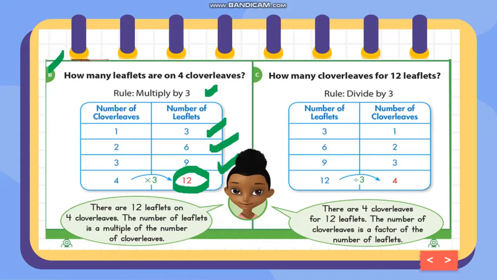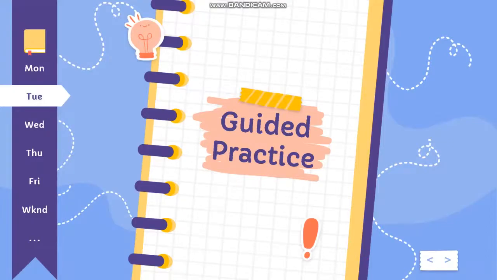Now, how about how many clover leaves for 12 leaflets? So the rule is divide by 3. 3 divided by 3 is equivalent to 1. And 6 divided by 3 is 2. 9 divided by 3 is 3. And 12 divided by 3 is equivalent to 4. That's why the missing number is 4. So there are 4 clover leaves for 12 leaflets. So the number of clover leaves is a factor of the number of leaflets. So that is how to complete the table to answer how many clover leaves for 12 leaflets.